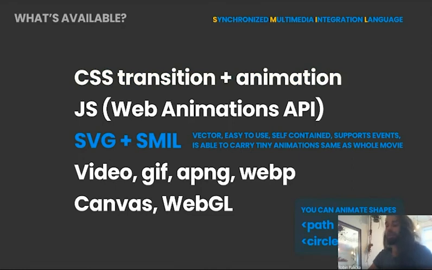Well, about SVG and SMIL, this is a shortcut for Synchronized Multimedia Integration Language. This is the language which allows you to do animation with SVG. Everything is contained inside SVG, so you don't need any other files. Everything is inside one file. It's vector, easy to use. It also supports events, so part of the SVG could react on hover, for example, or clicks.